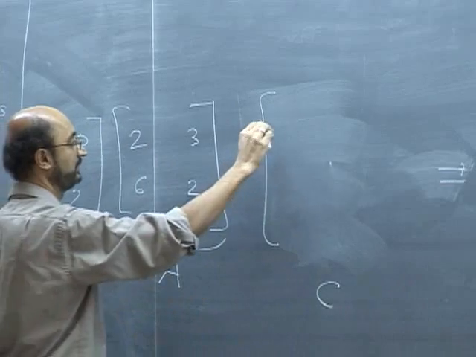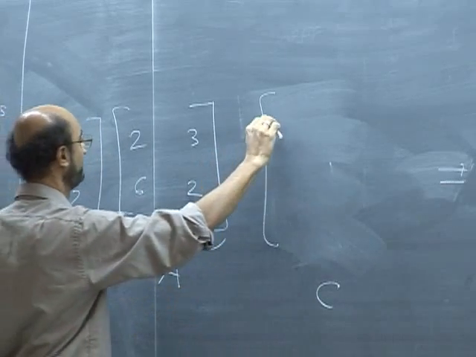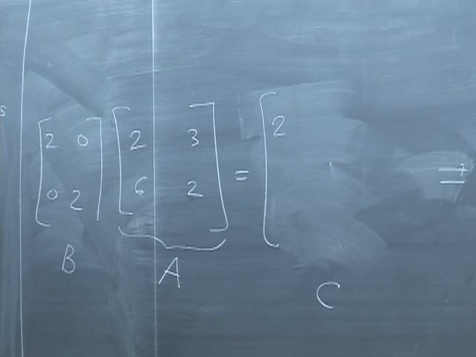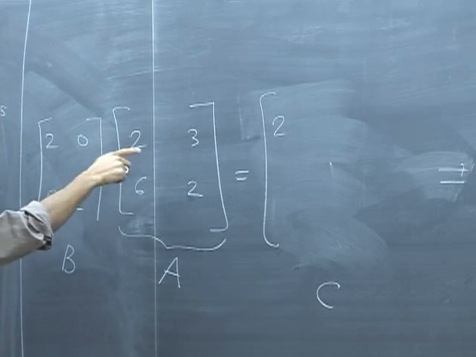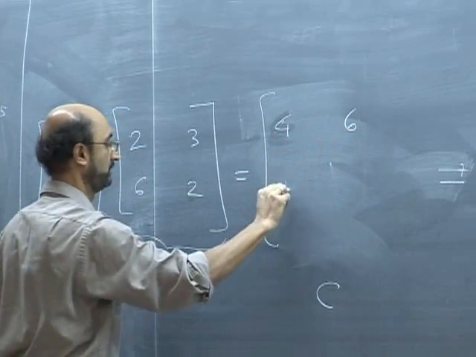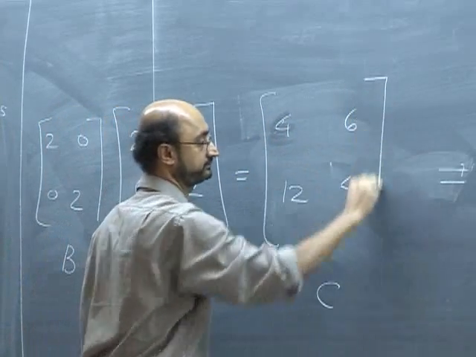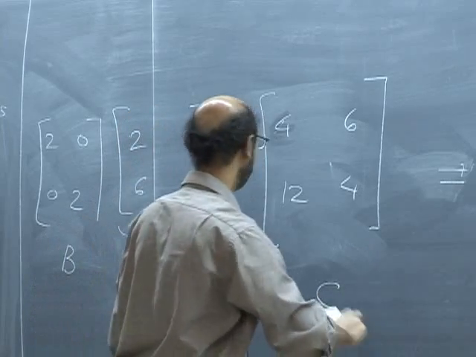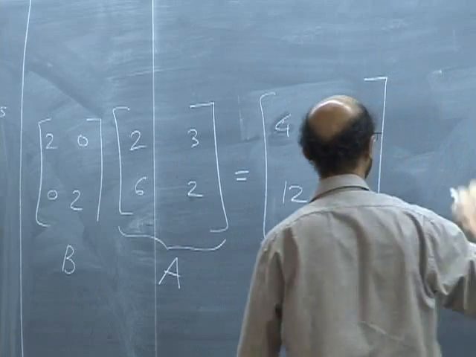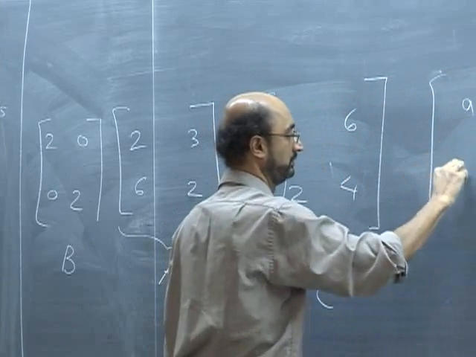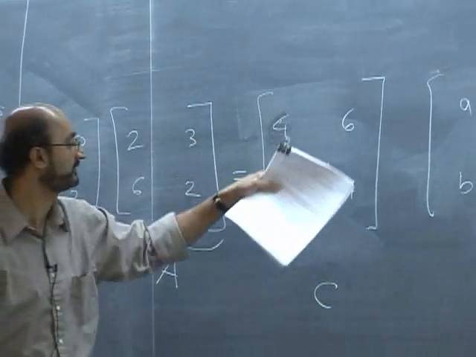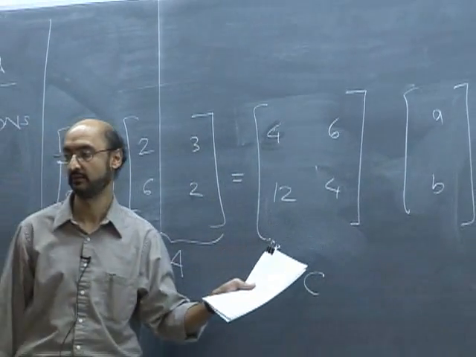And this one is going to be, 2 times 2 is 4, sorry. It will be 4, 6, 12, 4. And if we apply 4, 6, 12, 4 to the vector a, b, that should match what's in the circle, 4a plus 6b, 12a plus 4b, right?